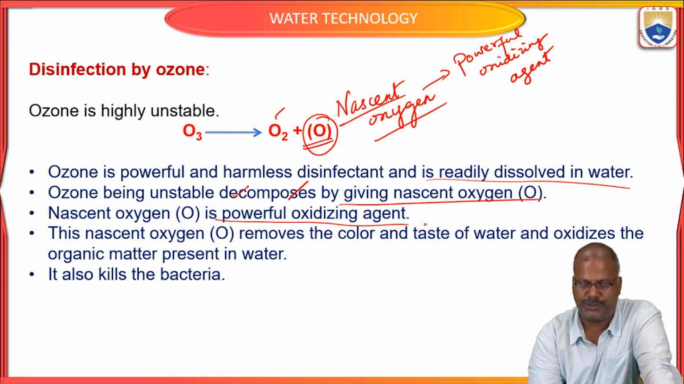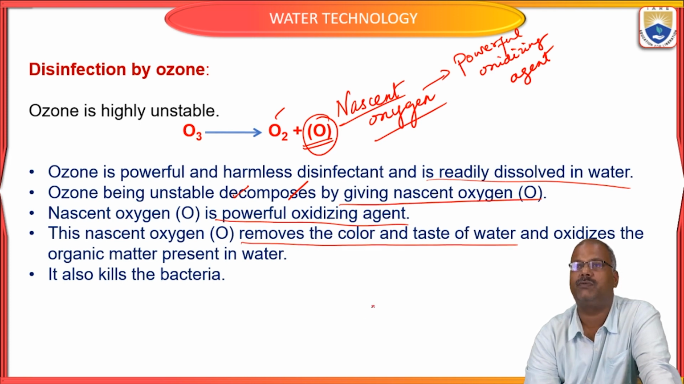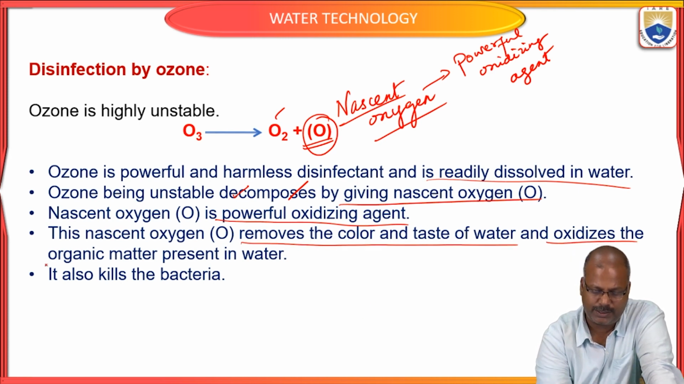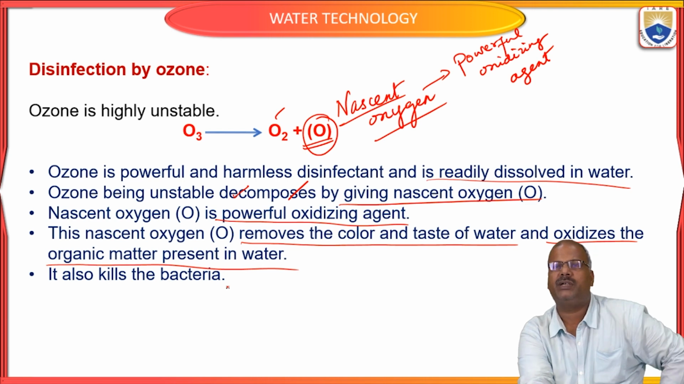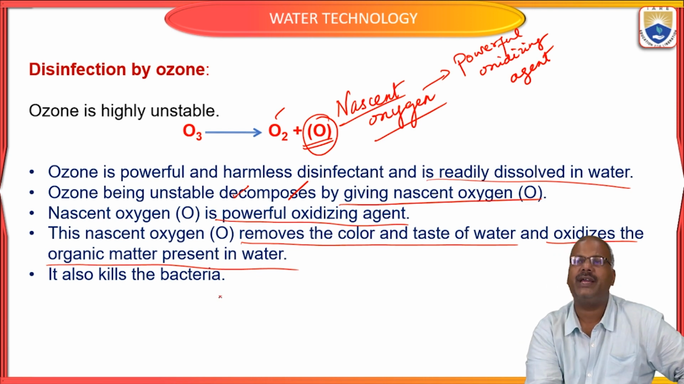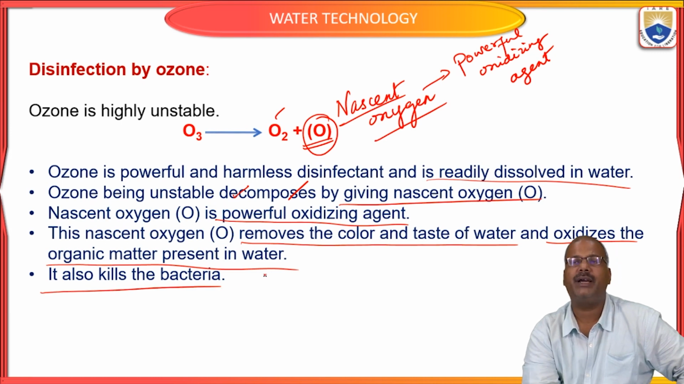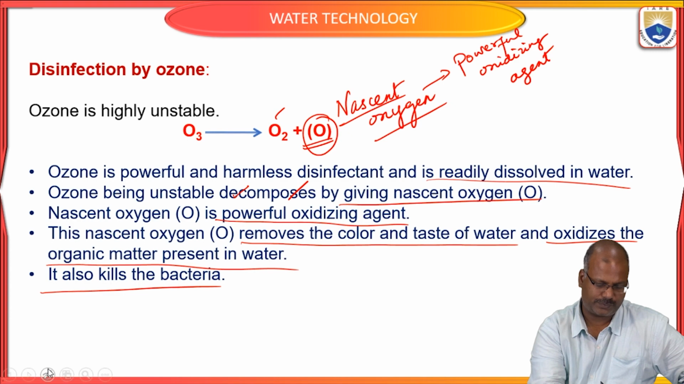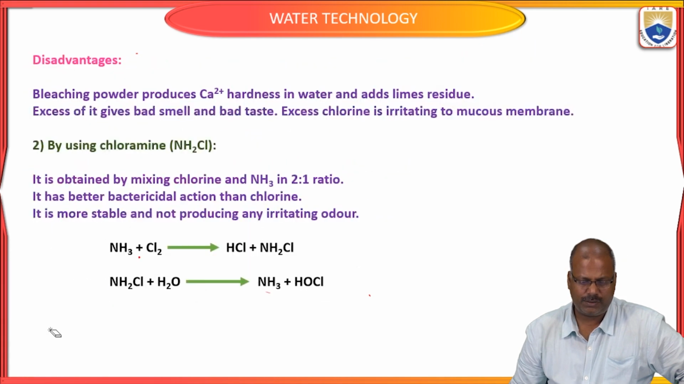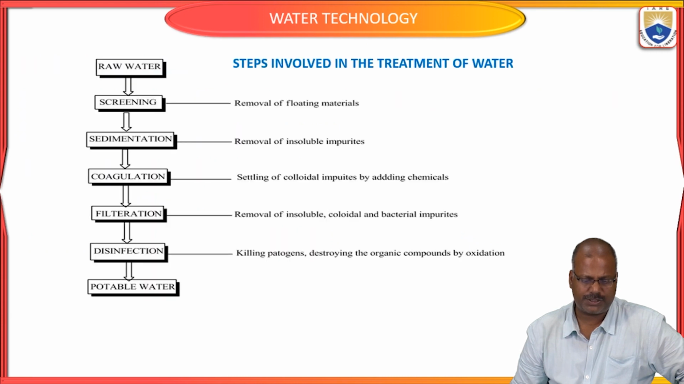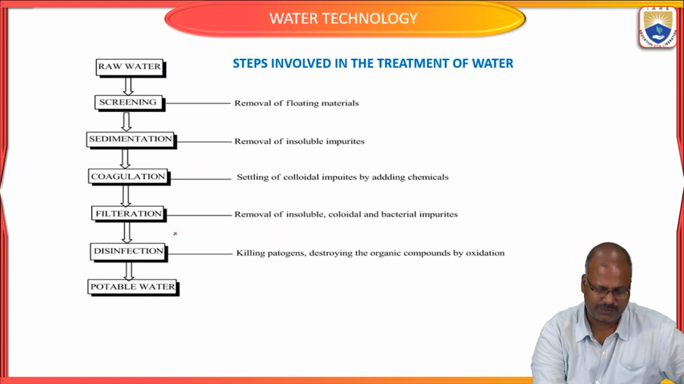This nascent oxygen removes the color and taste of water and oxidizes the organic matter present in water. It also kills the bacteria and microorganisms present in water. Okay. So we have seen all this disinfection as the fifth step.